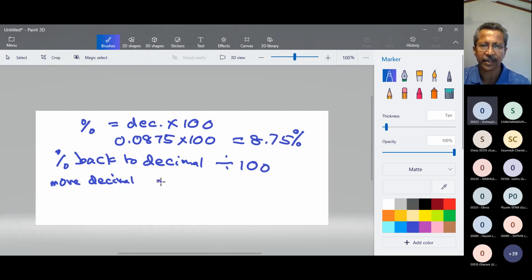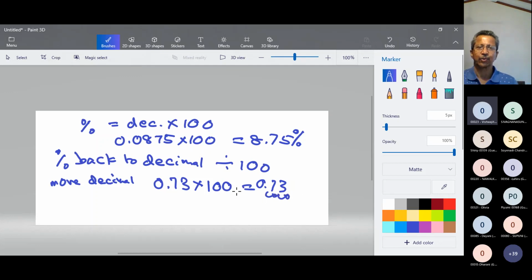We say 0.73 is the decimal. We want to make it a percentage, right? So what we do is multiply by 100. Because there is a 0, we move the decimal one place to the right, and again another place. So twice, because when you multiply by 100 you take the decimal two places to the right. What will happen? You get 73%.